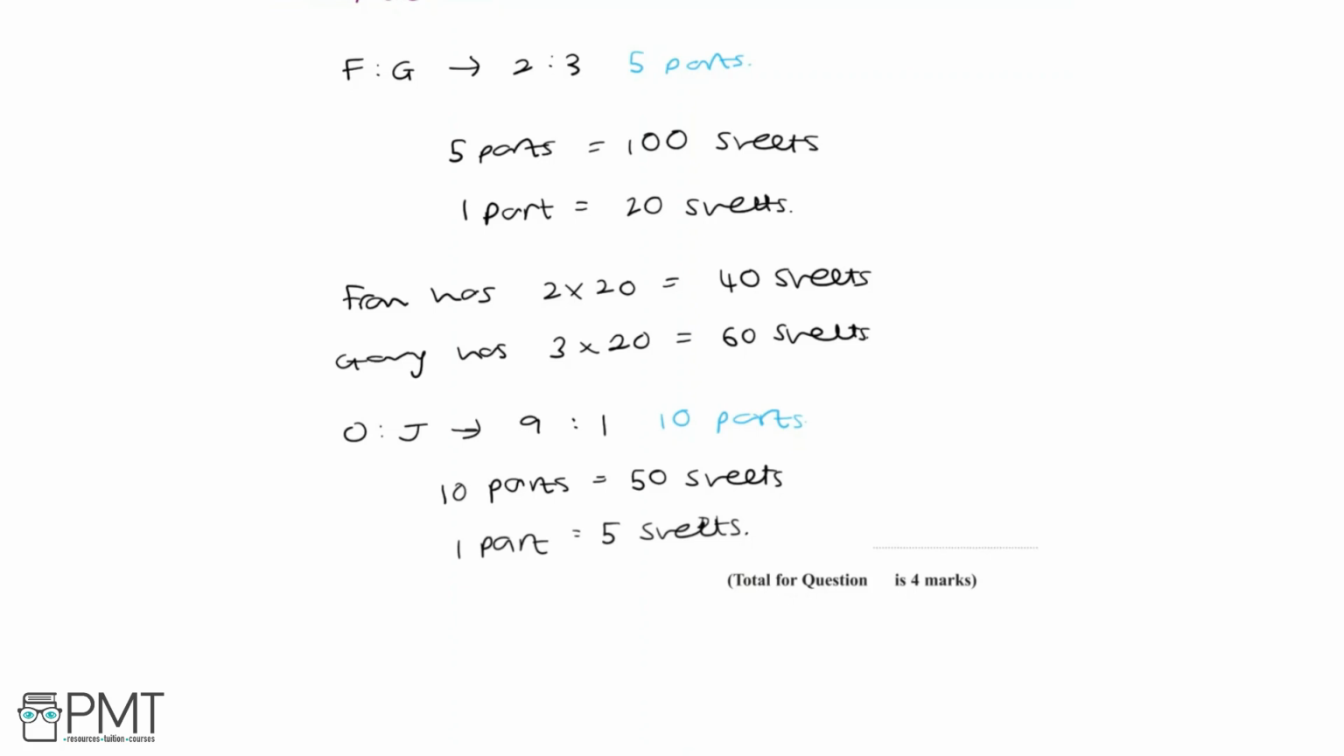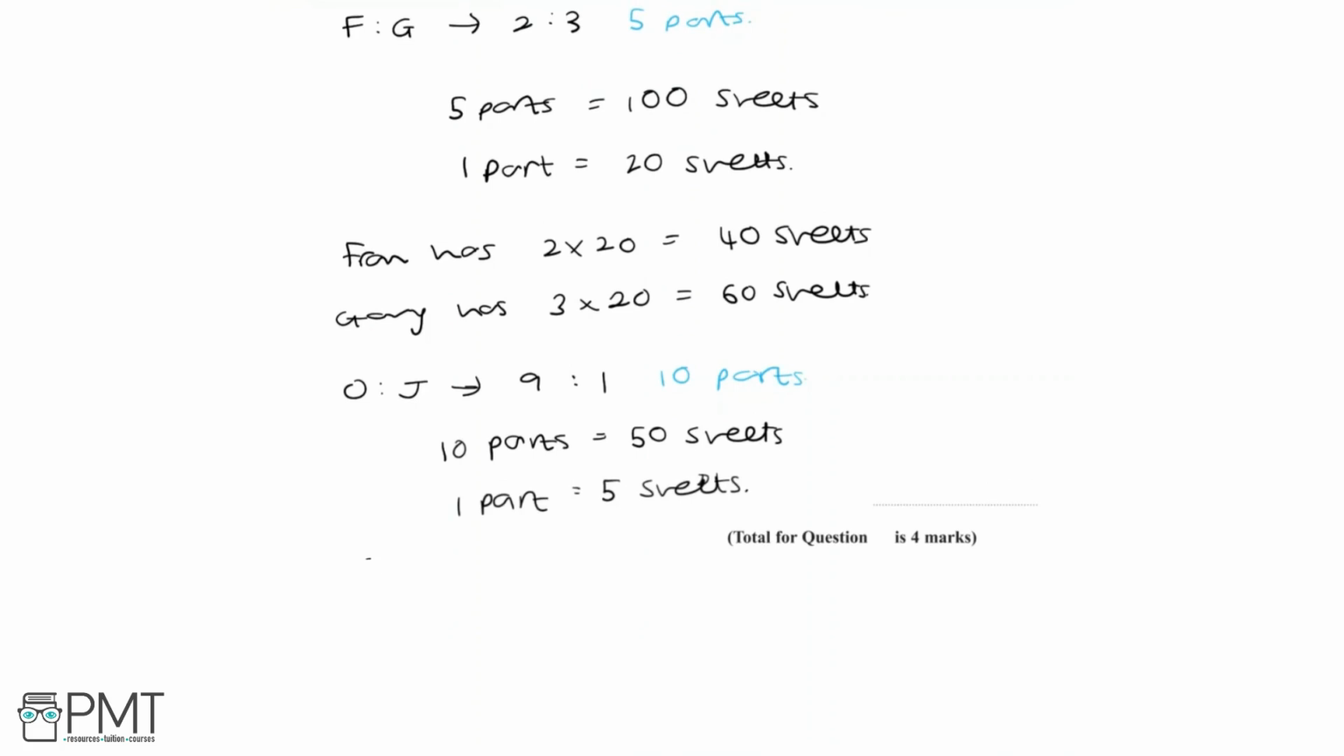We know that Olivia gets 9 parts and Jessica gets 1 part, and so Olivia will get 9 times 5, which equals 45 sweets, and Jessica has 1 times 5, which equals 5 sweets.